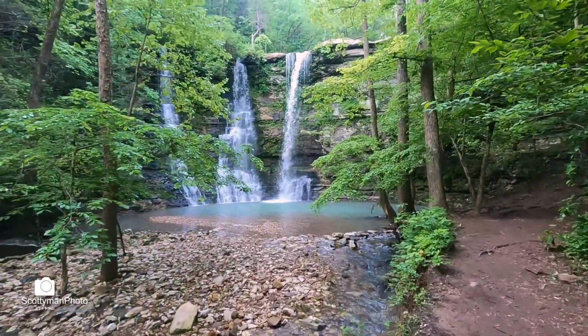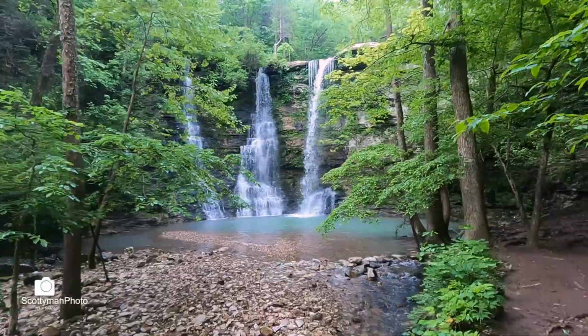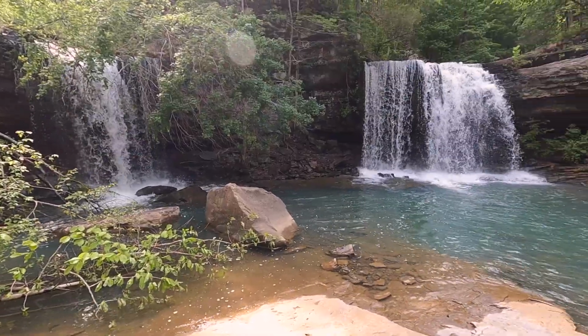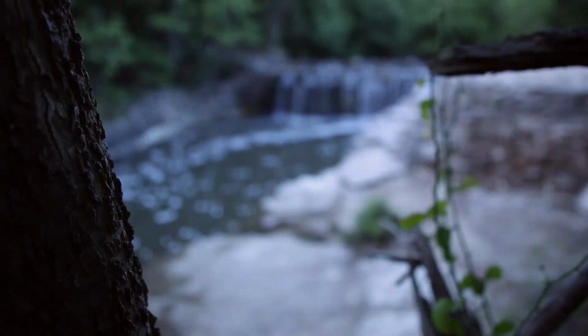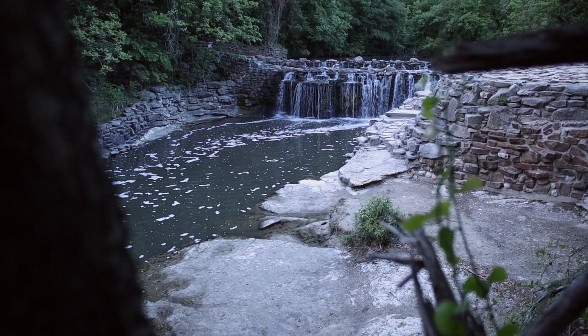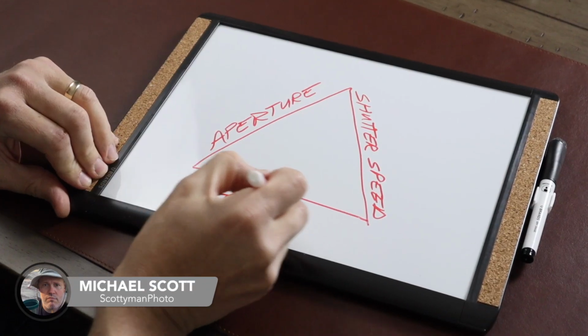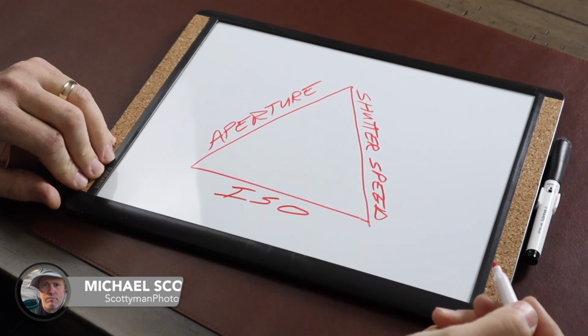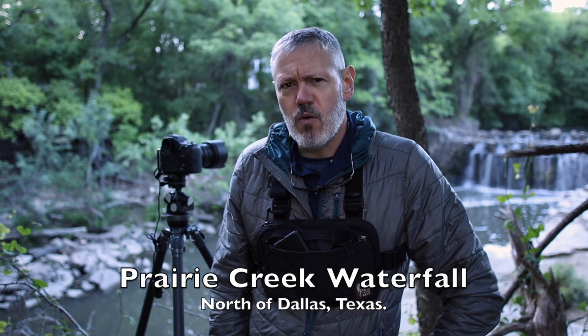So waterfall photography is a genre of landscape photography all by itself. It truly is unique photography. And I think if you want to understand how to shoot waterfalls, there's a lot of things you've got to know, but the exposure triangle is first and foremost. You really have to understand the exposure triangle. But there's many elements that go into shooting a waterfall.